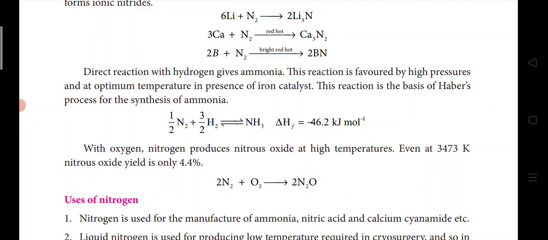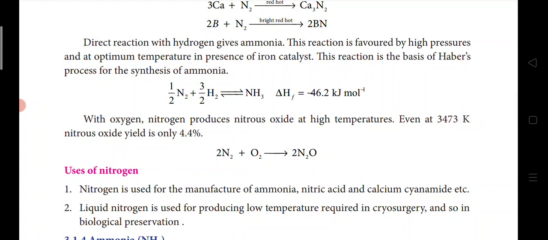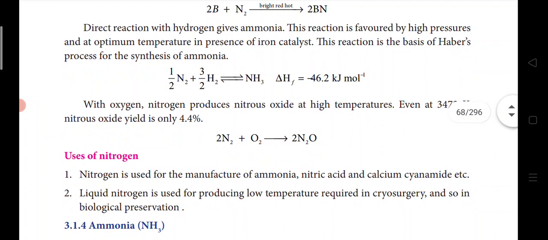Direct reaction with hydrogen gives ammonia. So when you react nitrogen and hydrogen directly, you will get ammonia, and this reaction is favored by high pressures and an optimum temperature in the presence of iron catalyst. This reaction is the basis for the Haber's process. So you know very well what is Haber's process. Haber's process is the manufacturing of ammonia. We say the Haber's process, and this reaction is the basis of Haber's process.